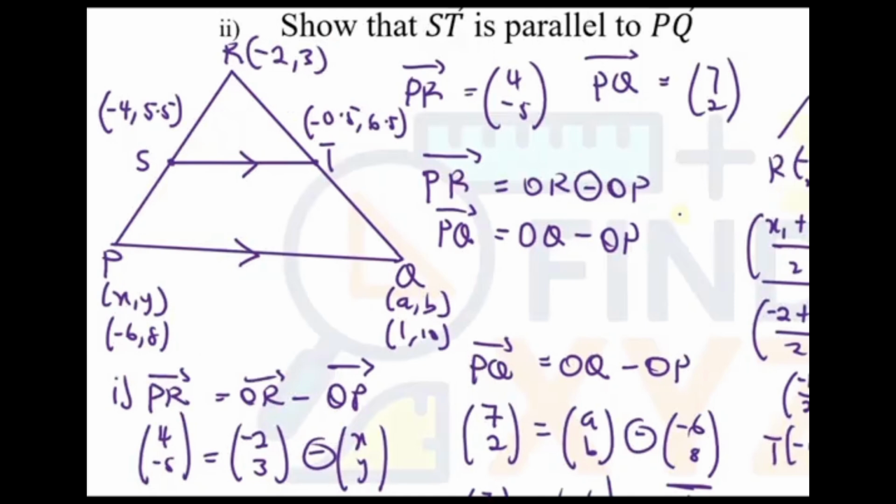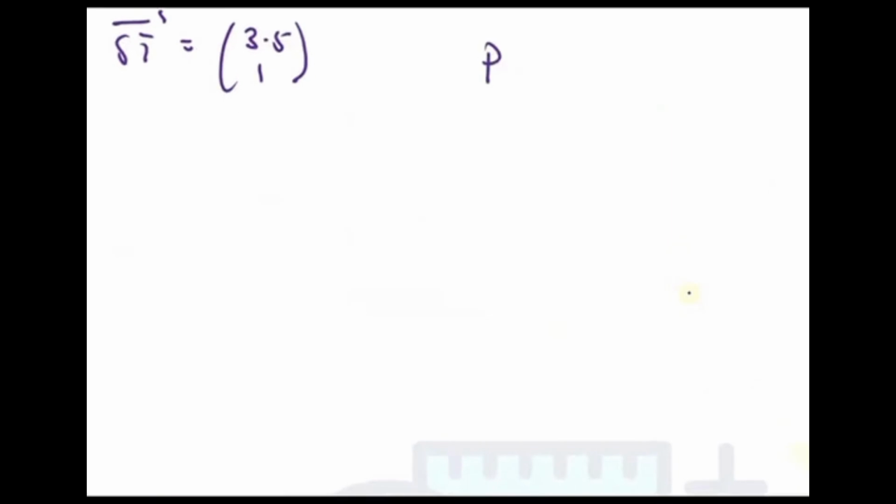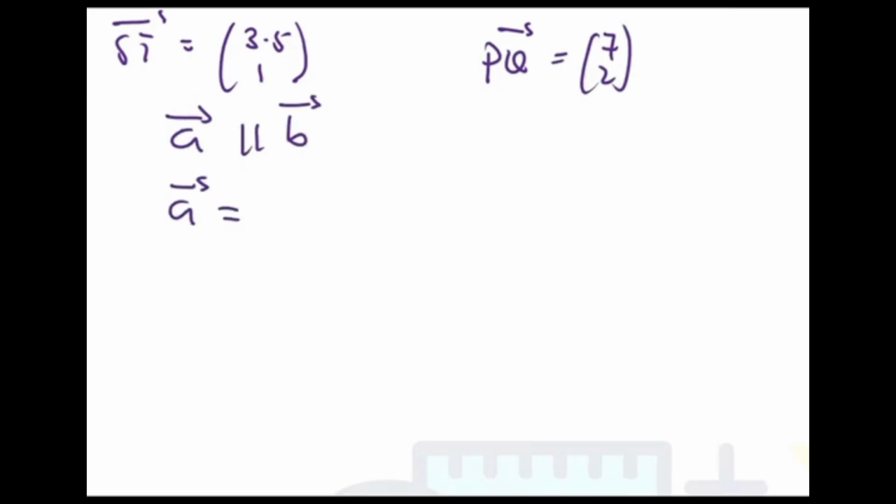So we want to determine whether these two vectors, that is ST and then PQ, are parallel. Since we have been able to find vector ST, we'll compare it to vector PQ. Then what is vector PQ? 7, 2. So vector PQ is 7, 2. How do we determine whether two vectors are parallel? Now, if I say vector A is parallel to vector B, it means that vector A can be expressed as a scalar multiple of vector B. Okay, so if one is a scalar multiple of the other, then it means that those two vectors are parallel.